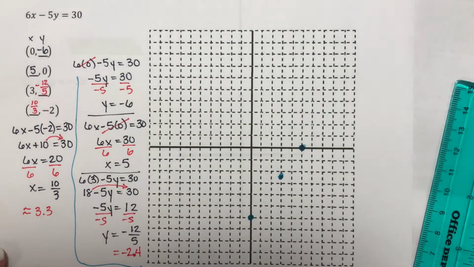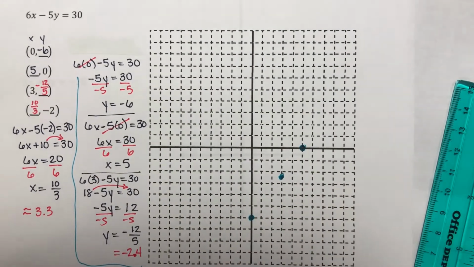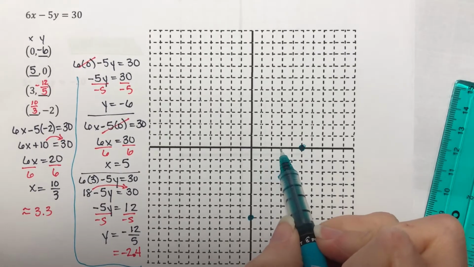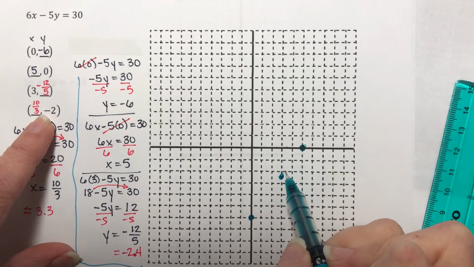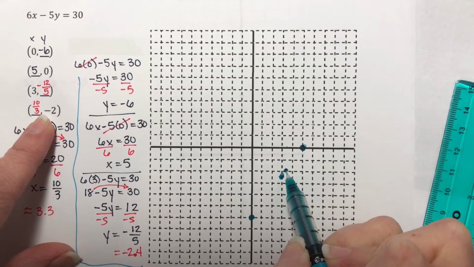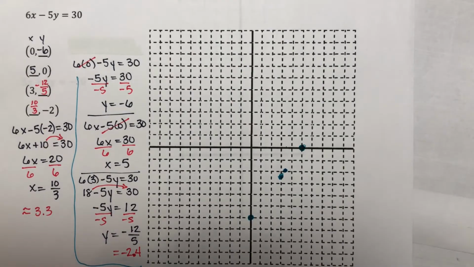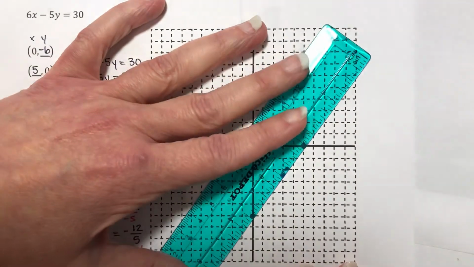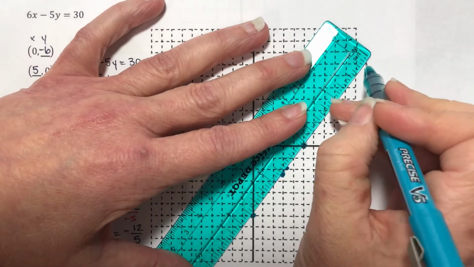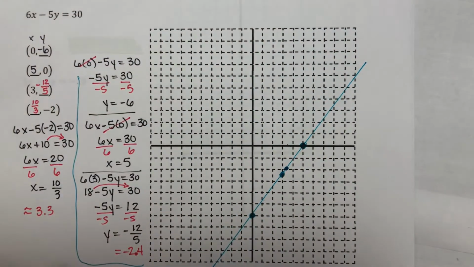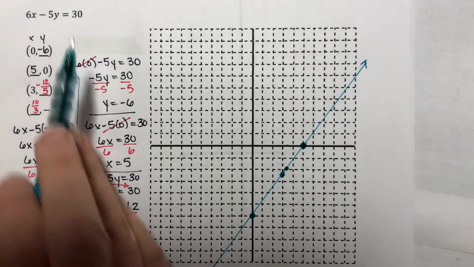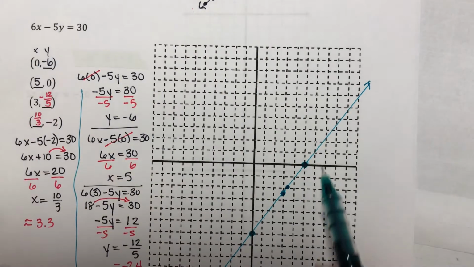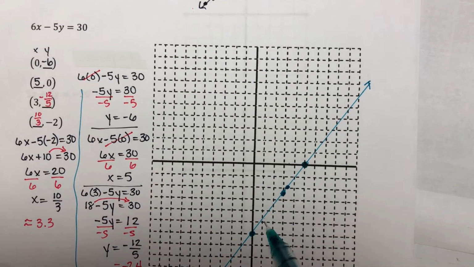So I'm going to estimate my point. I'm going to go to 3.3 on my x. 1, 2, 3.3, let's say it's about right here. And then go down negative 2. It is very close to that third point we have, but then we can connect them. And we have our graph. And again, what we've just found is every single solution to our original equation. If we had the ability to perfectly read off any point on this line, we could plug it in and it would work.